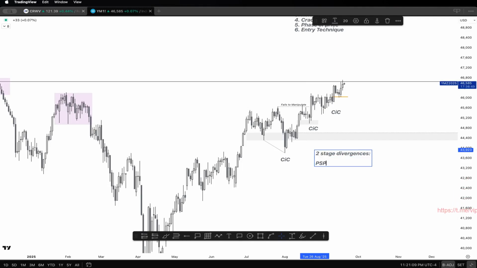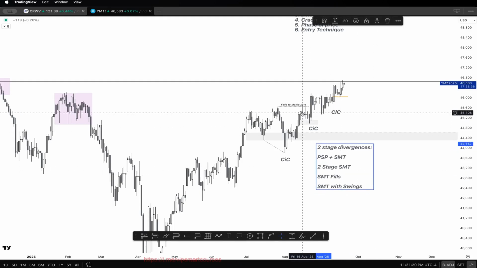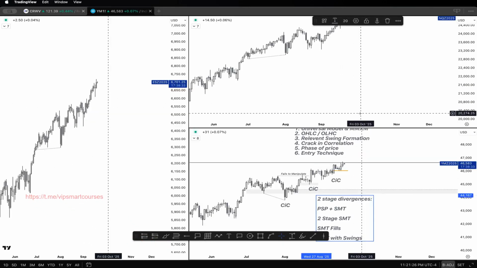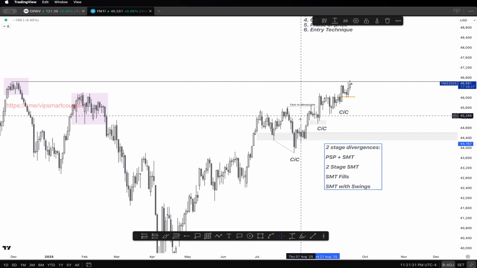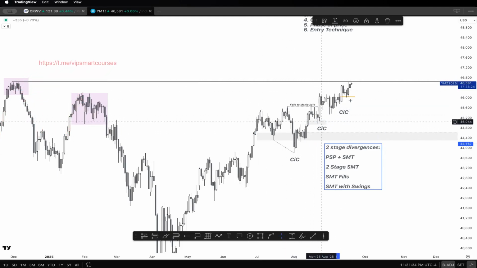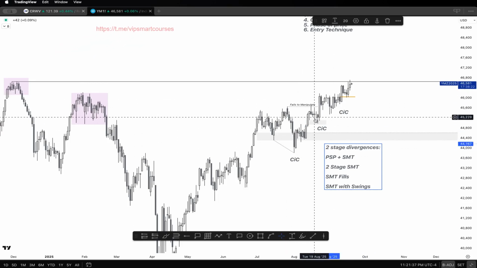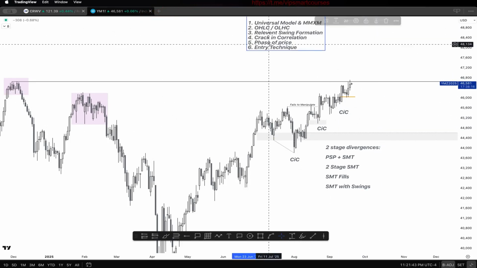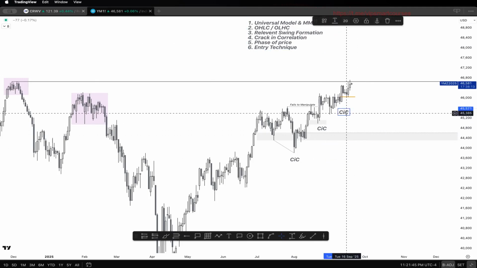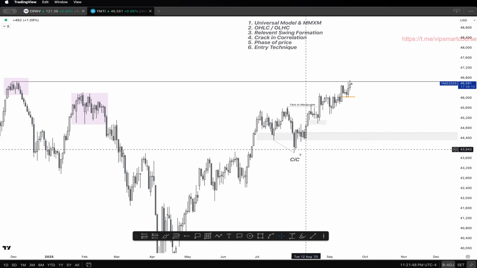These are things like PSPs plus SMTs. These are things like two-stage SMTs. These are things like SMT fills, SMT with swings, etc. Each new phase of price is bridged by a crack in correlation with the associated triad, NASDAQ and ES in this case. So your homework can be to prove to yourself that this entire mechanical kind of expansion, from expansion into retracement into expansion into consolidation, all of these steps and framework, is governed by the same logic that we have taught you for day trading, and it can be applied to any time frame chart.